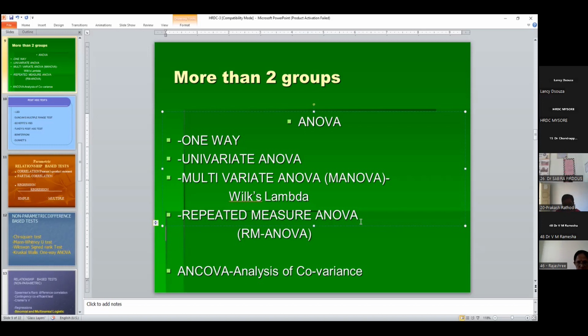But remember, whenever you perform a multivariate ANOVA, you have to invariably mention a test statistic called Wilks' lambda.